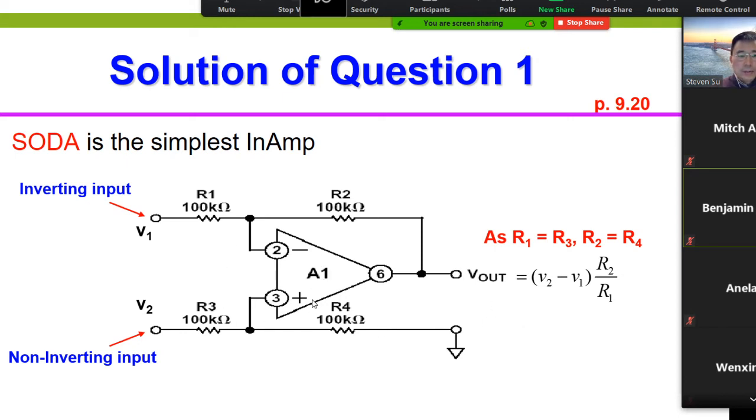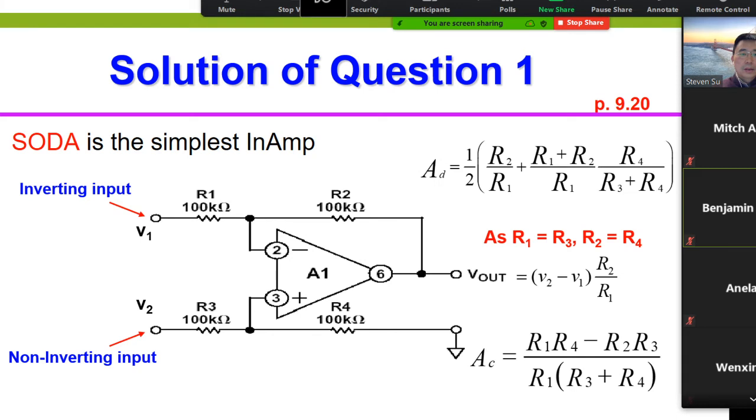What's the common mode gain? If I connect V1 and V2 together, what's the output? Ideally it should be 0, no matter how big the input is. But this is under the condition R1 equals R3 and R2 equals R4. In the future I will derive what the CMRR is if R1 and R3 are not equal, and R2 and R4 are not equal, but their difference is very small. I have the formula, and you can also search for it on the web.